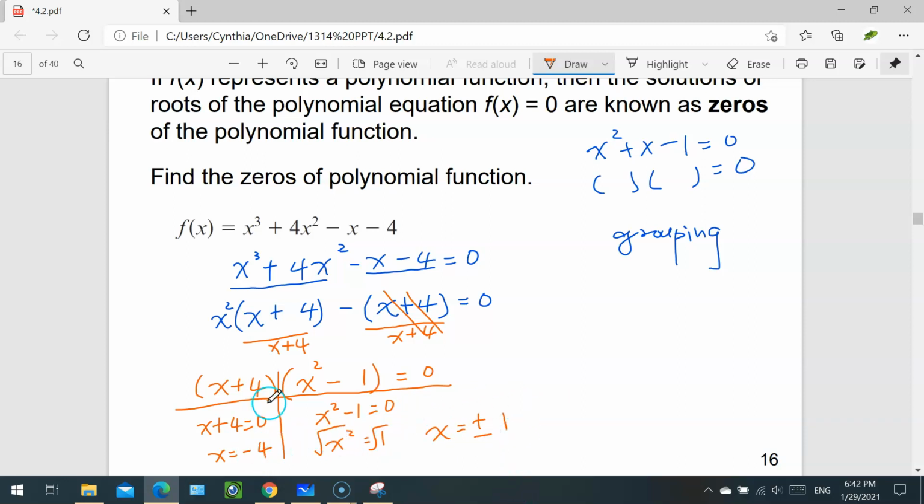So we have three solutions. One is x equals negative 4. The other two solutions are positive and negative 1. The highest degree, power 3, indicates this polynomial function has 3 roots of the x value. So the 3 roots are coming from here.